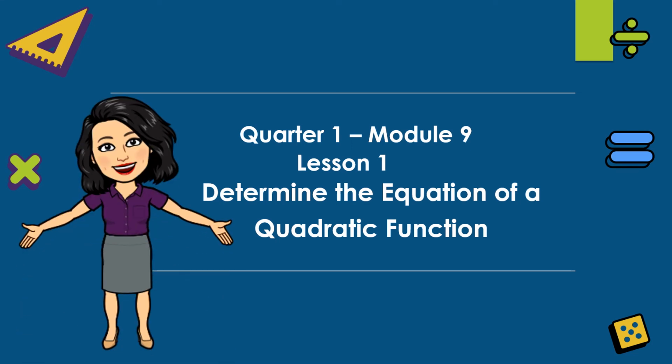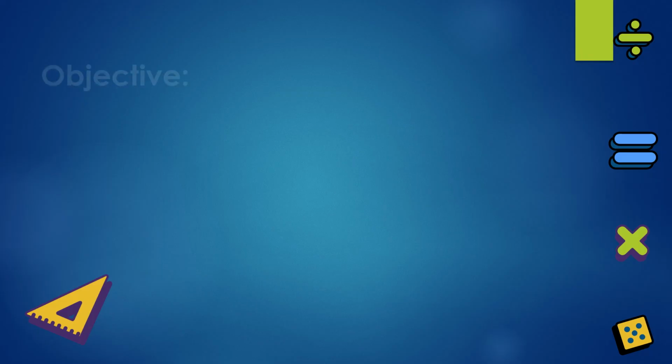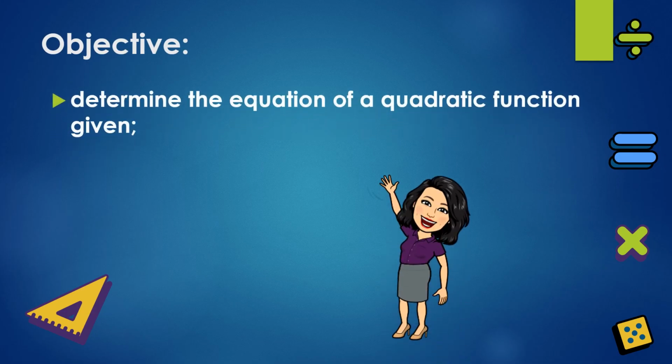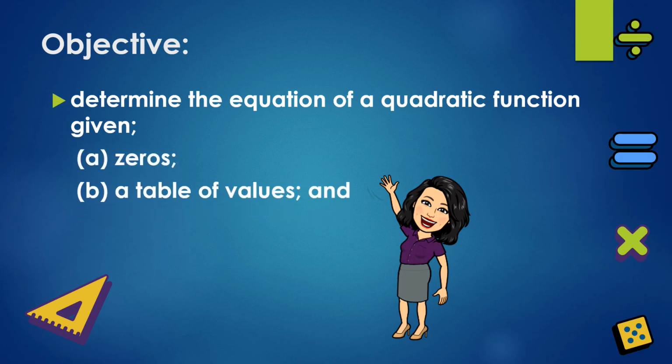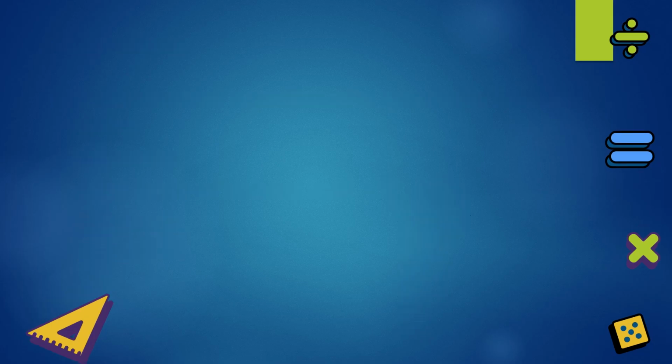Quarter 1, Module 9, Lesson 1. Determine the equation of a quadratic function. Objectives. Determine the equation of a quadratic function given zeros, a table of values, and graph.